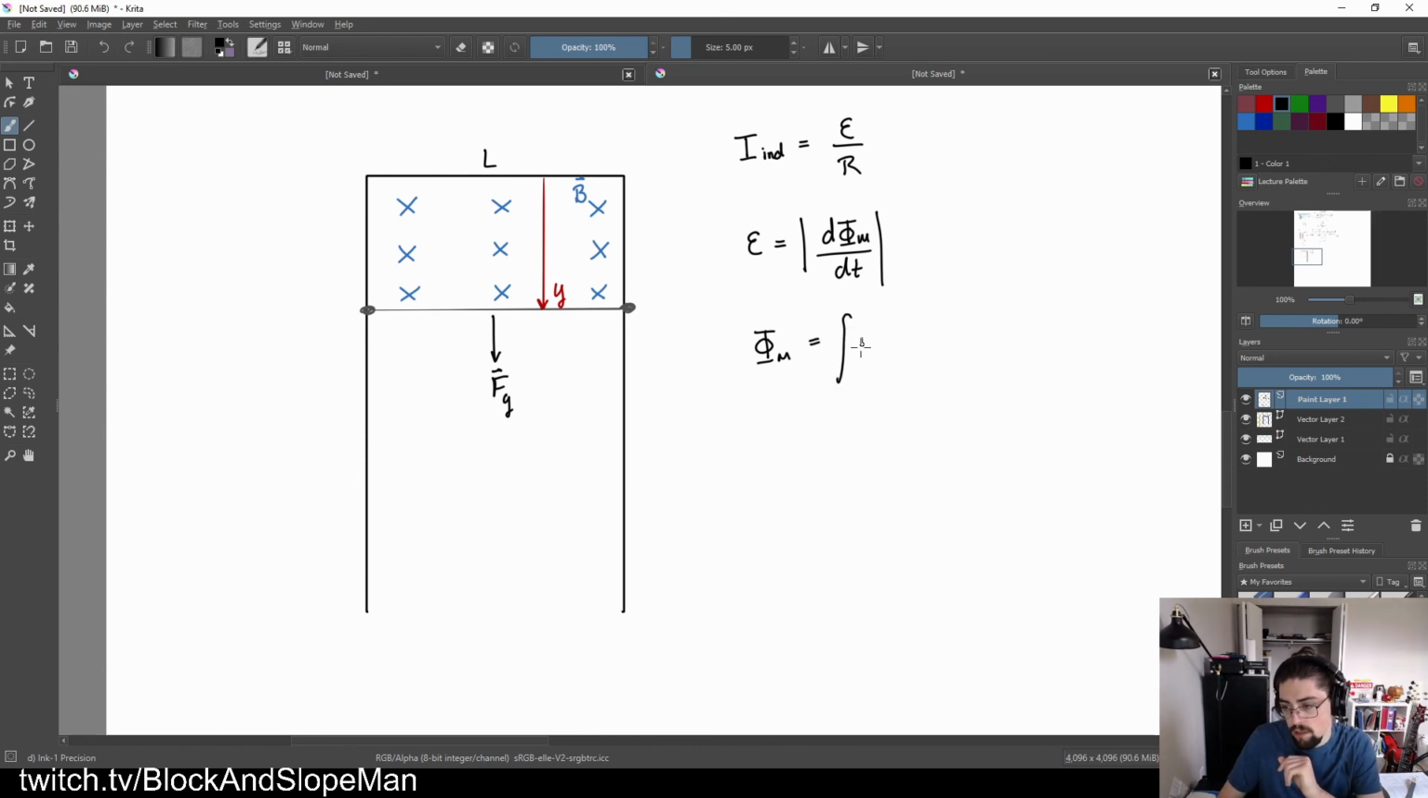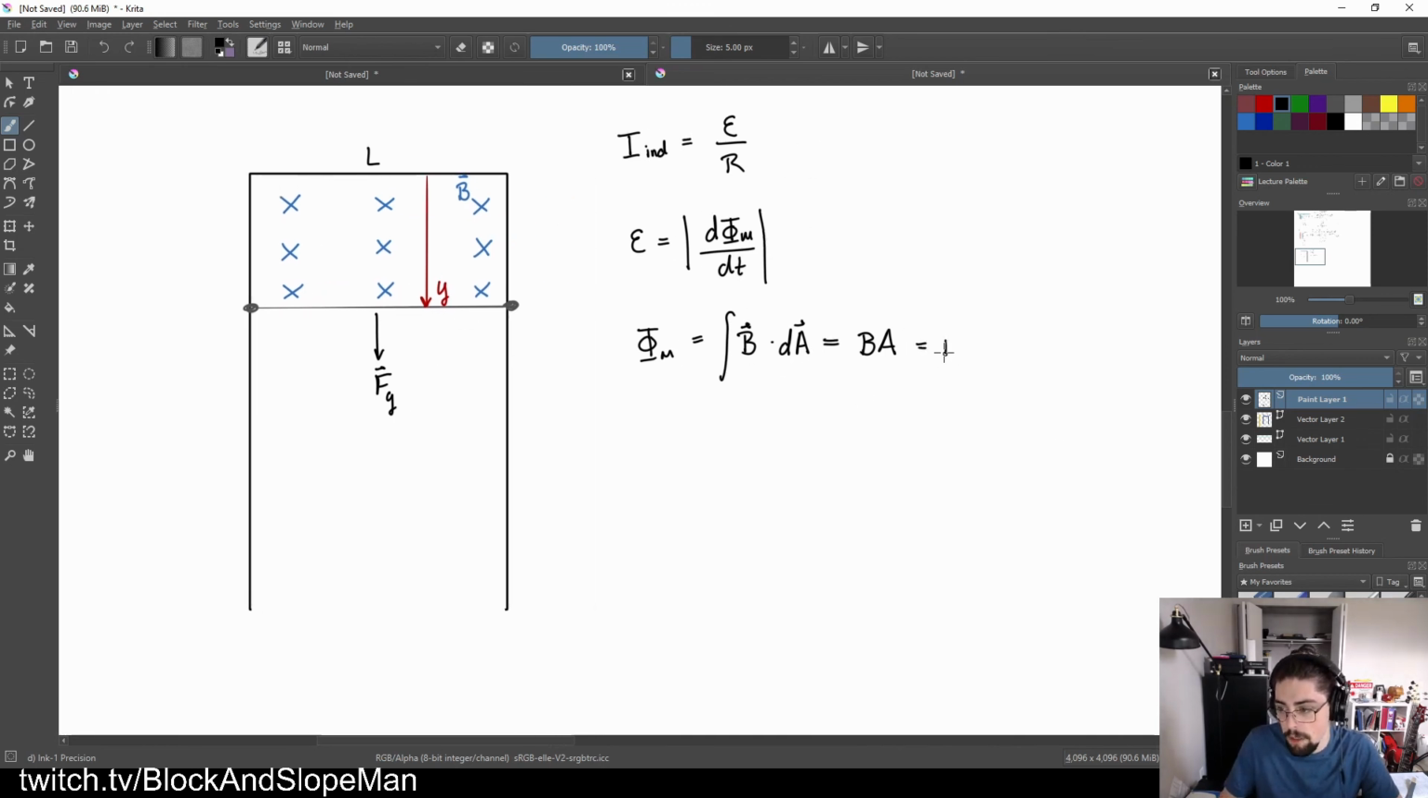Because if I think about this integral, B dot dA, A will change with time, but the magnetic field as it goes through the area is the same the entire time. Right? B is uniform, so it's the same B going through every part of the area. This is the simplest we have seen this one yet. We can simplify this to just BA. And BA, in this case, is going to be B times L times y.